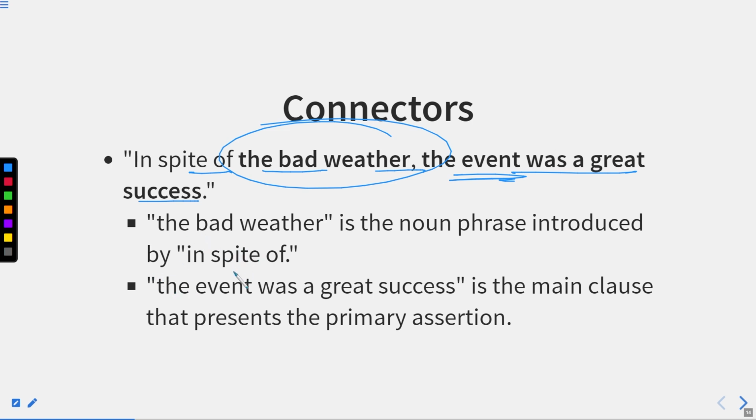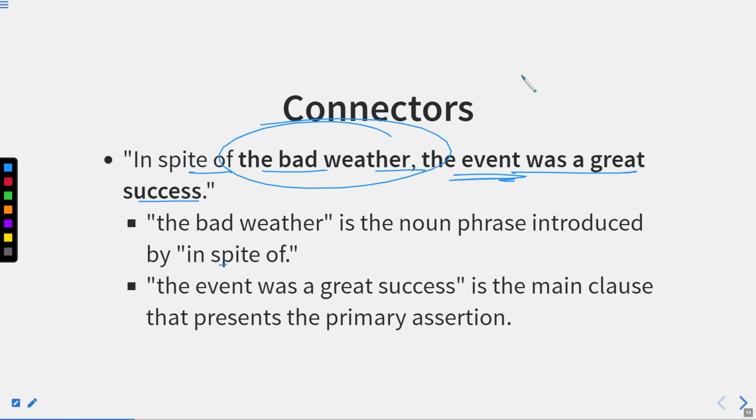The bad weather is the noun phrase introduced by in spite of. The event was a great success is the main clause that presents the primary assertion. Okay, so here as well, this word in spite of behaves like the word notwithstanding, as we have already discussed in our earlier session. So this in spite of also serves the same meaning, that is the contradiction between the two statements or the two clauses of the same sentence.